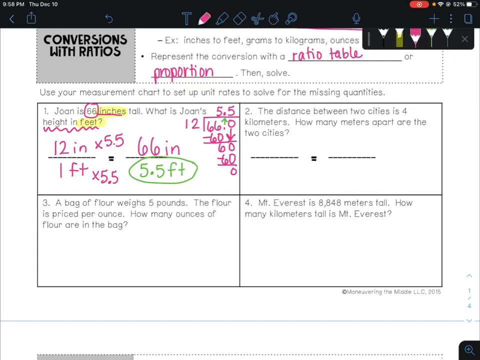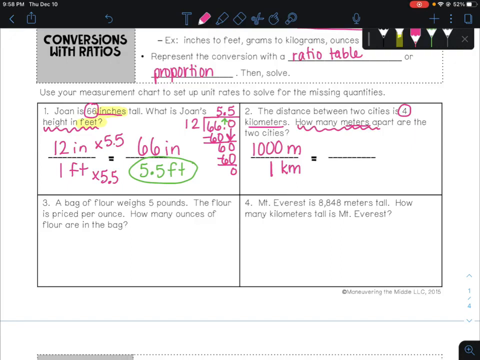Number 2, the distance between two cities is 4 kilometers. How many meters apart are the two cities? So we need to figure out what is the conversion factor, the unit rate that's going to get us between kilometers and meters. So I know that 1 kilometer, so I'm putting it on the bottom so that it's a unit rate, is the same as 1,000 meters. And I am putting those labels in so that I don't get confused. So if we want to convert between here, we just had to know that conversion factor.